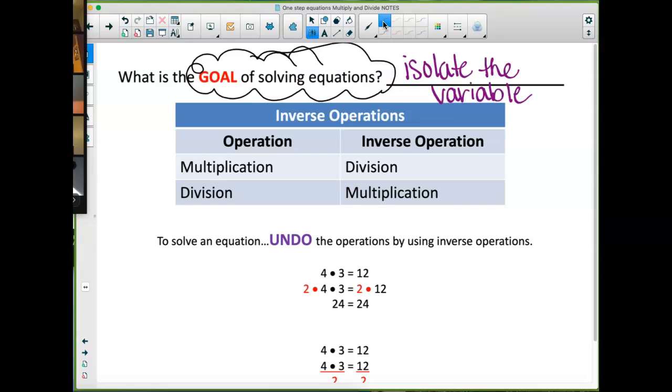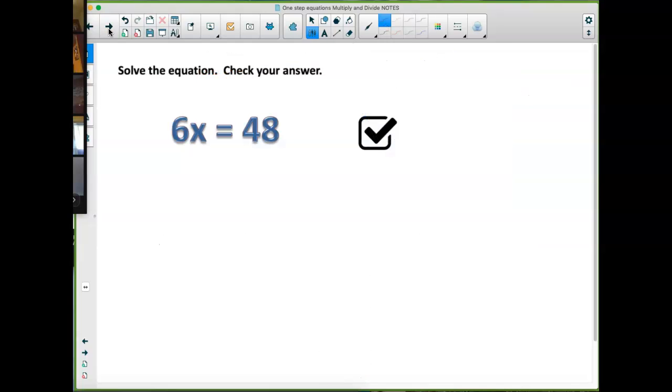Okay, so everything we do today is just going to involve multiplication and division. And sometimes you might want to use your calculator just to help you out a little bit. Most of the time, you'll be able to do it in your head. Okay, so I want everybody to write this problem in your notes. Put 6x equals 48 in your notes. Okay, exactly like I have it written.